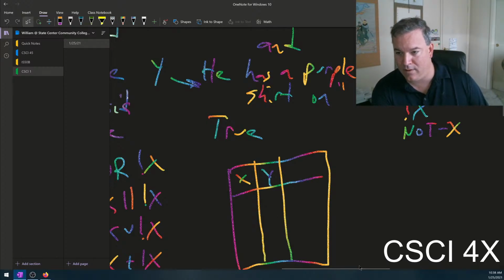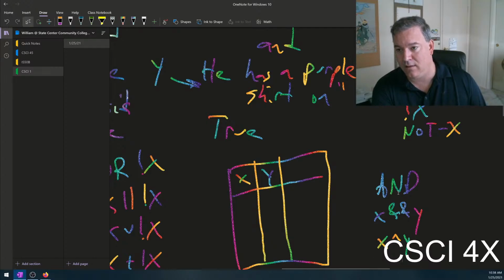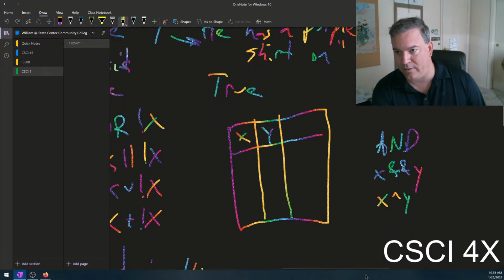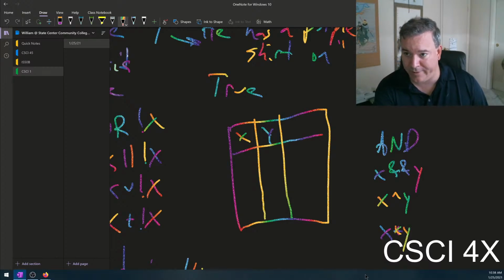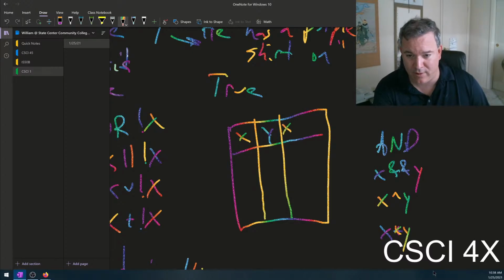And is written like that, or you can say X and Y using double ampersands. You can say X and Y using the caret. X times Y is used sometimes as well. Yeah, let's just stick with that for now. Like I said, there's a lot of different kinds of terminology. I'm a computer science person, so I use the computer science terminology. So we're going to go with X anded with Y.